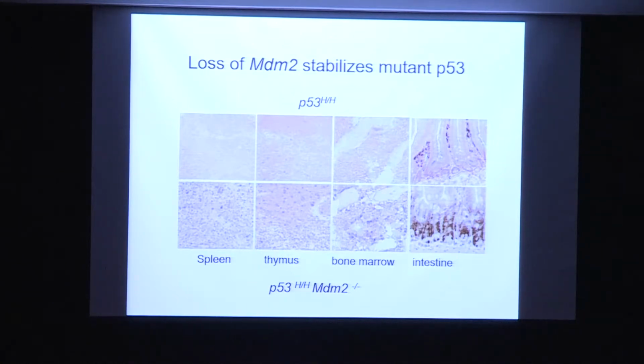Okay? So now what happens to the stability of that mutant protein? So here again we stain different tissues with the p53 antibody. In the top panel we have just the mutant mice, and you see little, if any, stability. This is some background staining in the intestine, but you can easily see here in these tissues that have no MDM2 and they have that p53 missense mutation, you see a lot of stable mutant p53 protein. Okay? As an aside, to me it's very interesting and we still don't understand it.